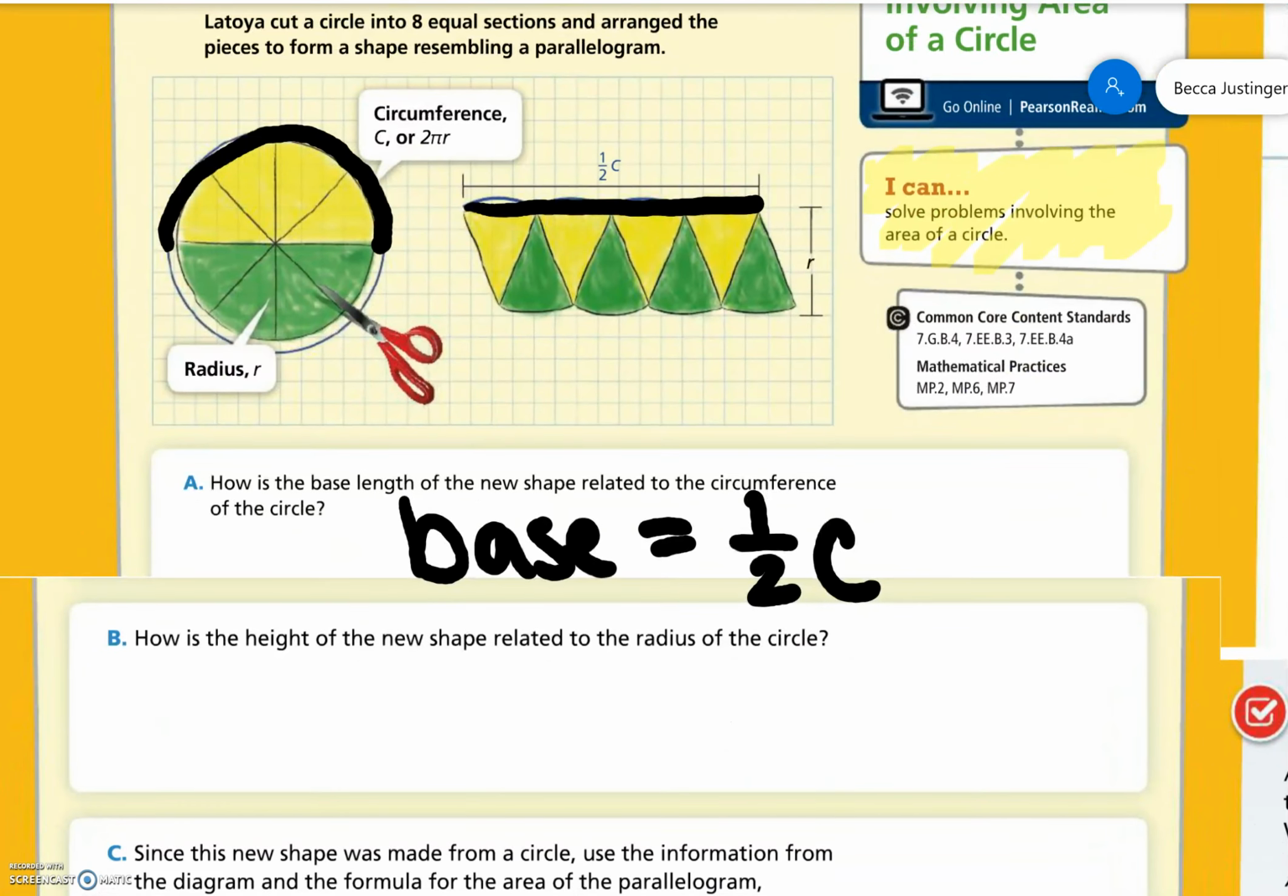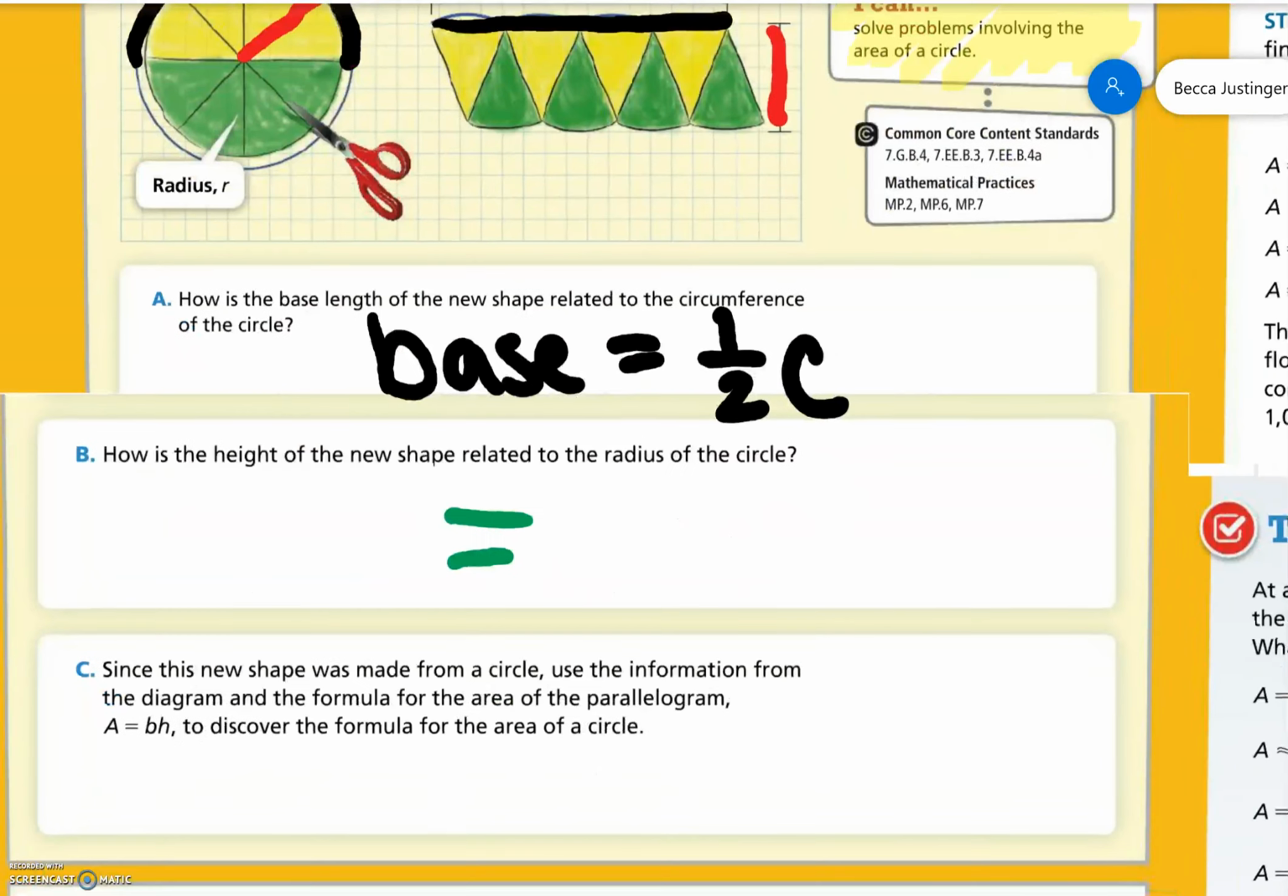How is the height of the new shape related to the radius of the circle? They're equal. The height is the same thing as one of the radii. Since this new shape was made from a circle, use the information from the diagram and the formula of the area of a parallelogram to discover the formula of the area of a circle.